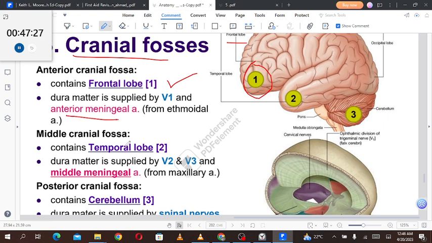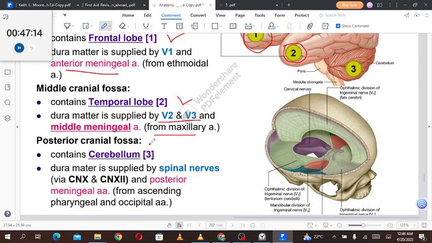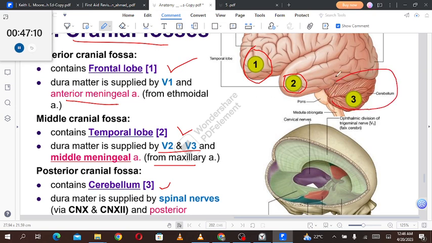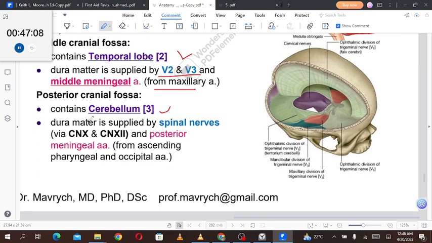The middle cranial fossa contains the temporal lobe. Its dura mater is supplied by V2 and V3, the maxillary and mandibular branches of the trigeminal nerve, and the middle meningeal artery from the maxillary artery. The posterior cranial fossa contains the cerebellum, and its dura mater is supplied by the spinal nerves via CN10 and CN12 and the posterior meningeal artery from the ascending pharyngeal and occipital arteries. So remember these innervations and blood supplies.